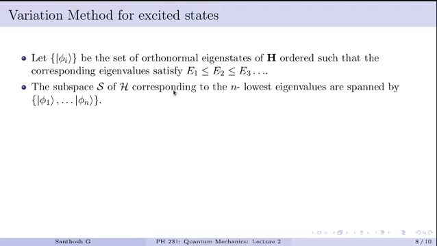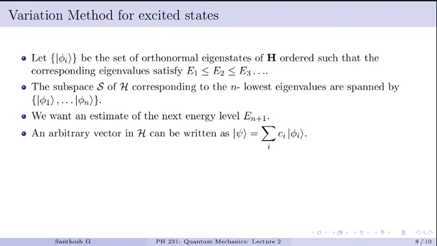Now, let S be the subspace of the Hilbert space corresponding to the n lowest eigenvalues. Obviously, the space S will be spanned by the eigenvectors phi 1, phi 2, etc. up to phi n. And our aim is to estimate the next highest energy level, En plus 1. Now, the energy level E1 is called the ground state energy level, and E2 the first excited state, etc. And therefore, the energy level En plus 1 is the nth excited state.